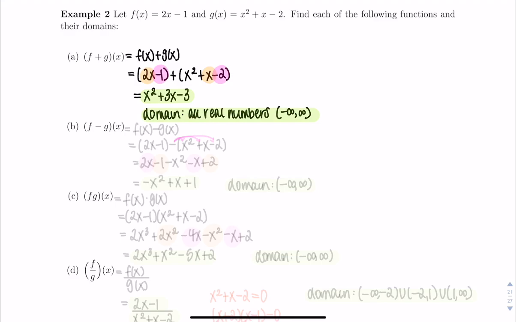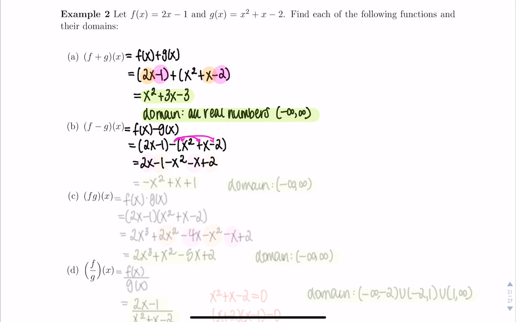Now let's do (f - g)(x). Well, this is just f(x) minus g(x), and that's 2x minus 1 minus x squared plus x minus 2. So we want to distribute the negative to all three pieces in the second expression. So we have 2x minus 1 minus x squared minus x plus 2.